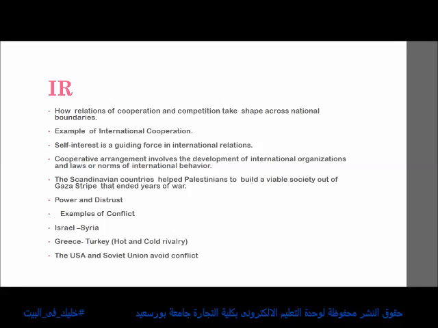Greece and Turkey move from distrust to trust because both of them are part of NATO. The US and Soviet Union in the past avoided conflict after they improved that level of trust. What we called at that time the hotline, or الخط الساخن بين موسكو وواشنطن.